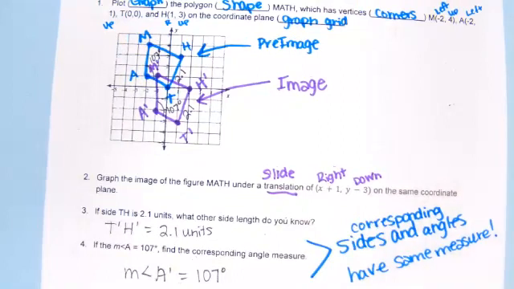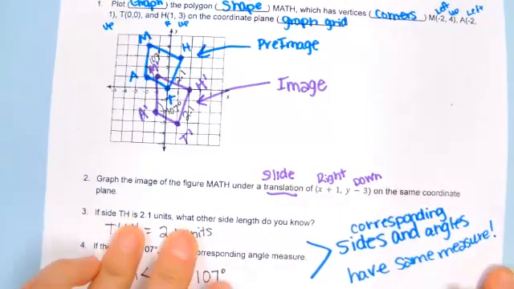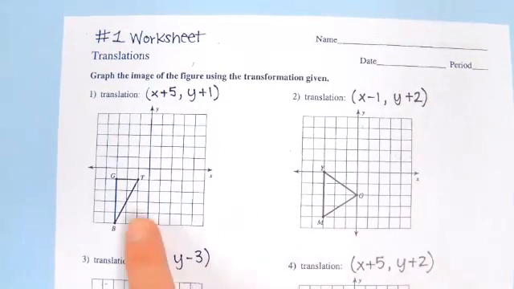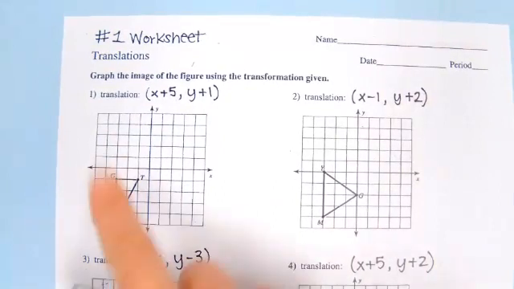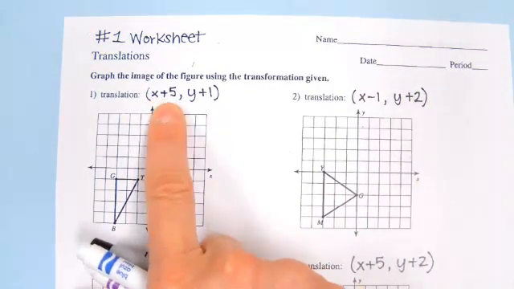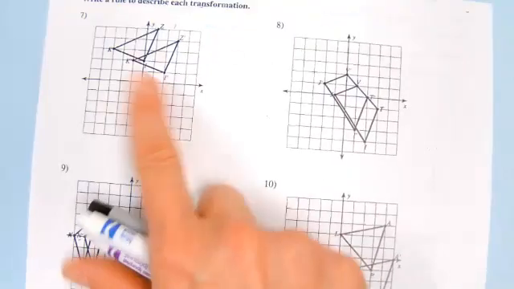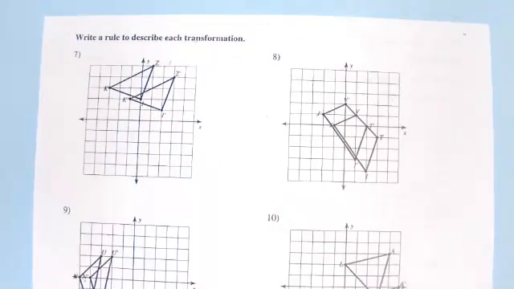Okay. There we go. And that's the notes for today. That should help you do the assignment. The assignment looks like this. It's translations number 1 worksheet. And it has the original on there. And then it tells you to graph the translation according to translation notation. And the back side, it's already graphed for you. You have to tell what happened.